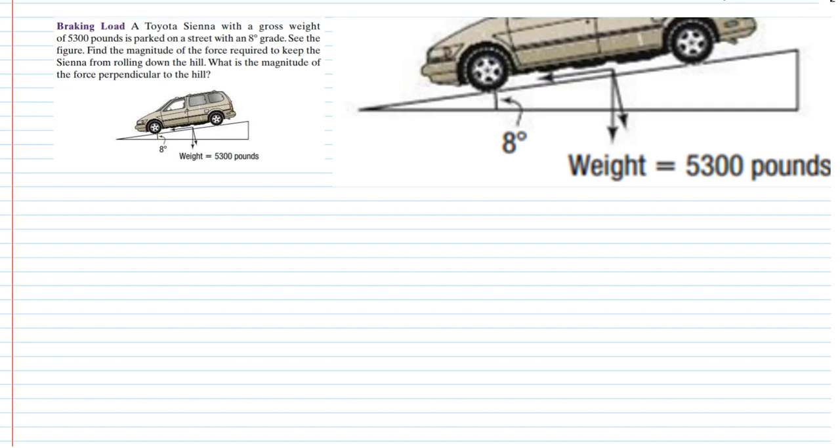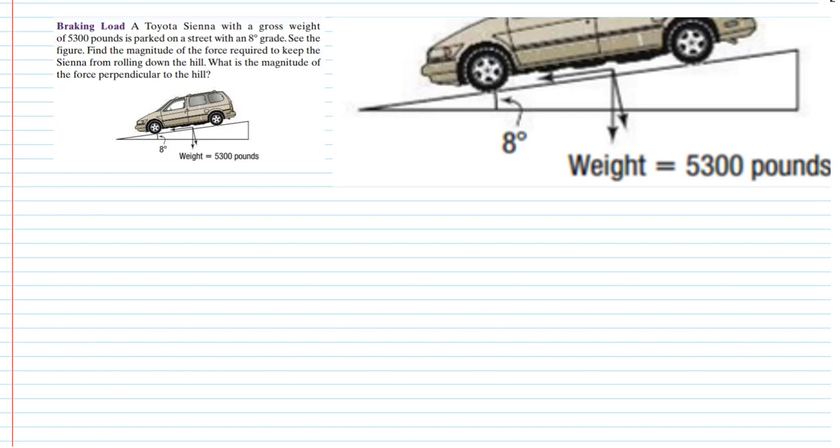All right, so let's take a look at this example. The question reads, a Toyota Sienna with a gross weight of 5,300 pounds is parked on a street with an 8-degree grade. The grade is the slope of that hill, let's say, 8 degrees. See the figure. Find the magnitude of the force required to keep the Sienna from rolling down the hill. What's the magnitude of the force perpendicular to the hill?